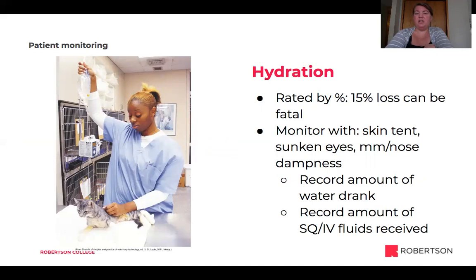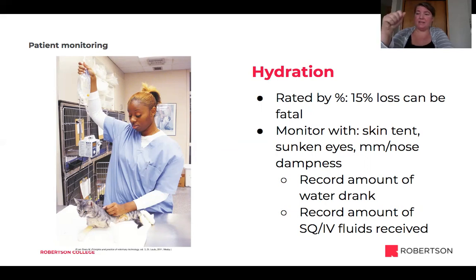So hydration is usually rated by the percent lost. Usually the doctor makes that assessment, but a 15% loss of hydration is considered fatal. A patient that's 5% dehydrated, you might see a dry nose, their mouth might be kind of dry and their eyes might look dry. At about 10%, we start to see sunken eyes.